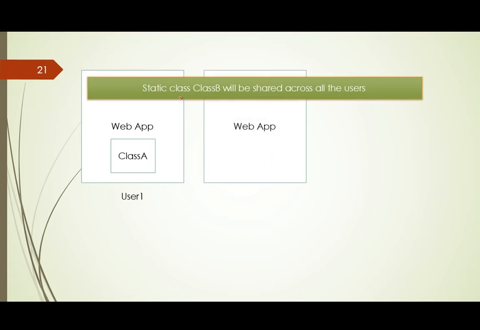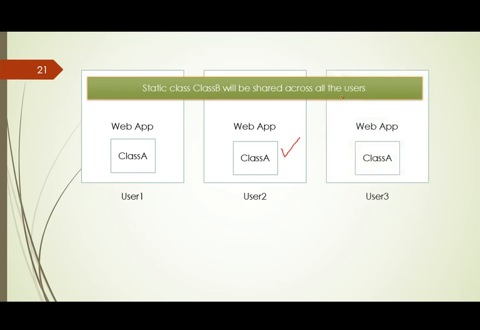Let's say user 2 comes in at the same time, and class A will be created again for user 2, but class B will not be created. It will be shared. Let's say you have user 3, and class A will be created again. Let's say user 2 is gone, so that class A will be gone, but the static class will still remain. If user 2 comes in again, class A will be created again specifically for that user, and these are all separate instances.